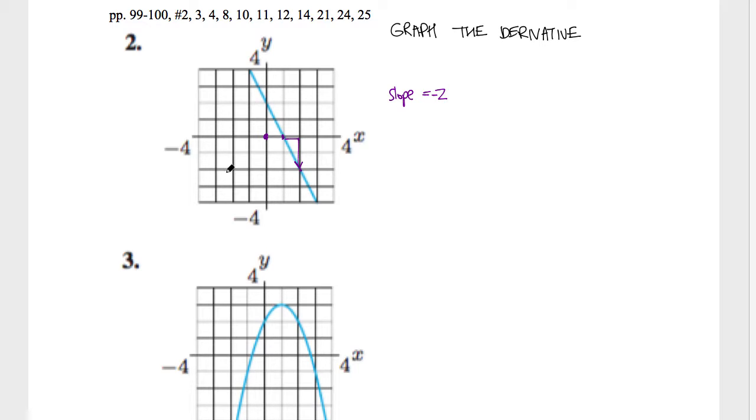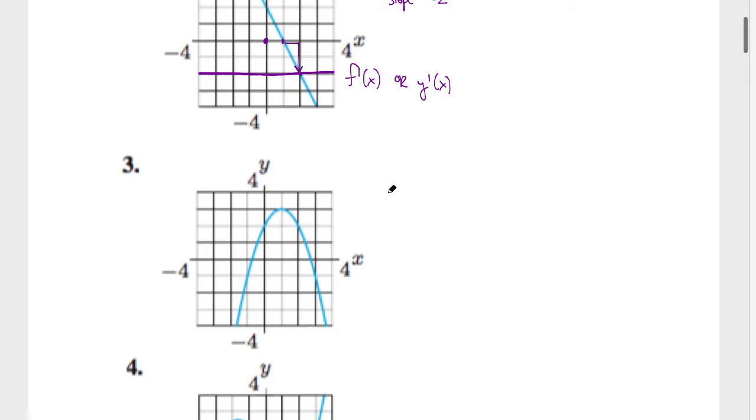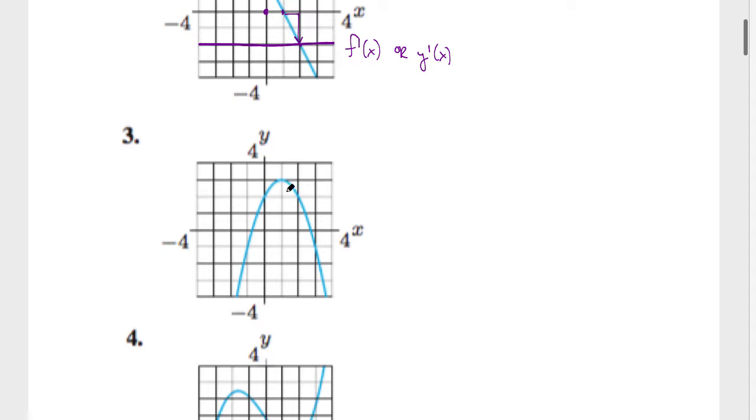Therefore, if we graph the derivative, we are just graphing a horizontal line at negative 2. So this right here is our, we'll say, f prime of x. We could also say y prime of x. Either one is fine. Now for number 3, we have a slightly different situation because we have a parabola.